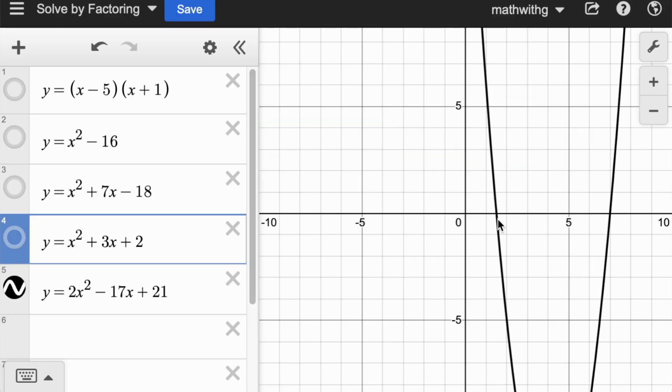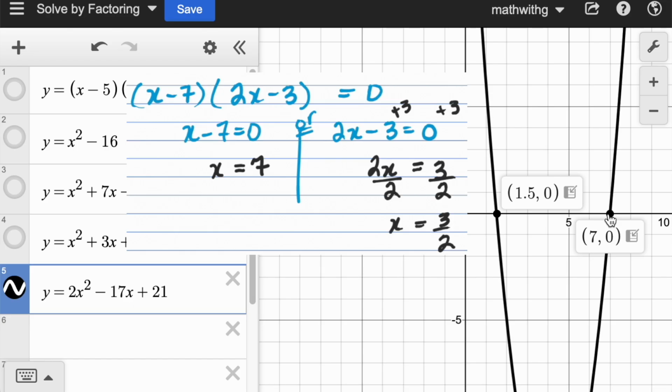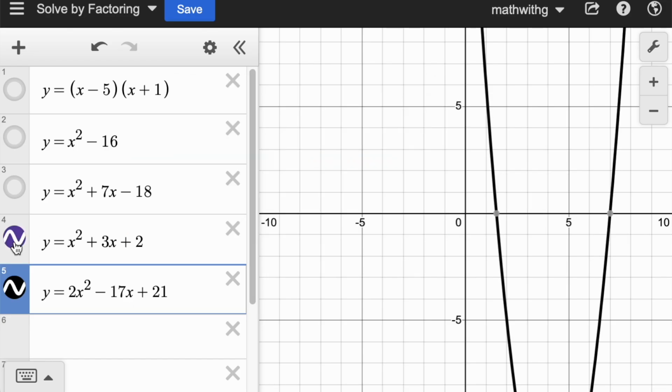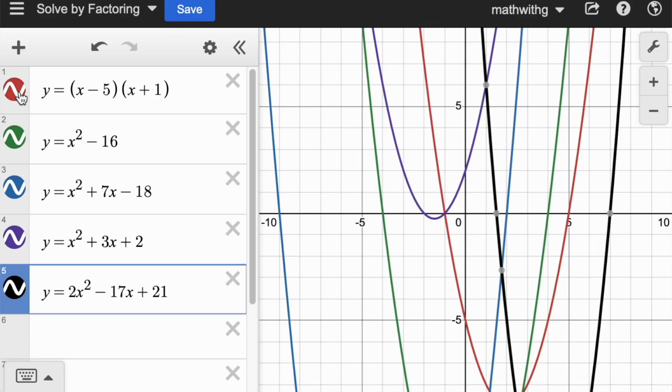And the last one, even though it was a little weird, we have 1.5, which is 3 halves, and we have 7. Both of these match up with the roots we calculated. And once again, all of these roots we found algebraically are actually the x-intercepts of the graph.